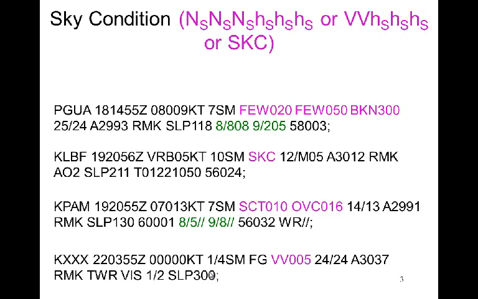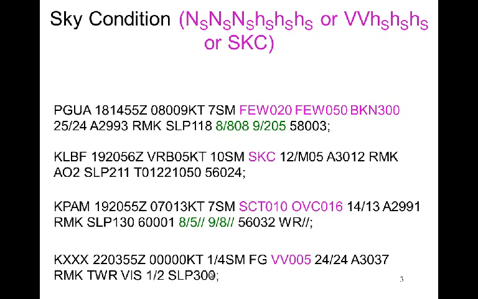Again, as a review of definitions, few clouds are defined as 1 or 2/8 coverage of the sky. Scattered clouds would be 3 or 4/8 coverage of the sky. Broken clouds will be either 5, 6, or 7/8 coverage of the sky. And finally, overcast conditions are 8/8 coverage of the sky, or completely covered. If there are no clouds at all, the code is going to be SKC for sky clear.